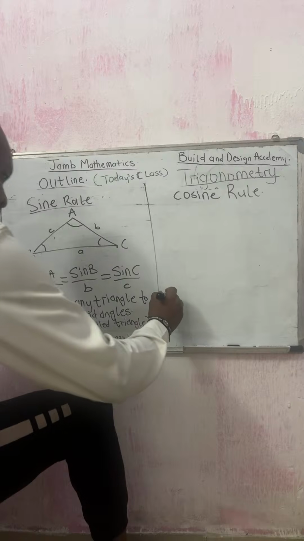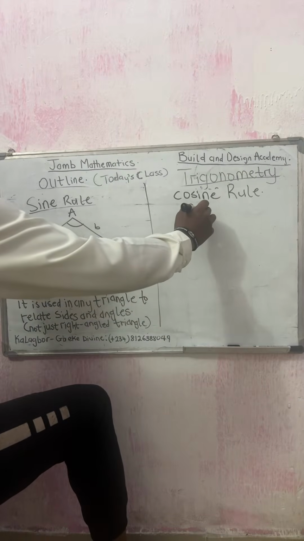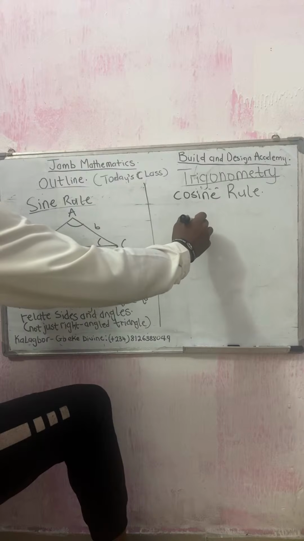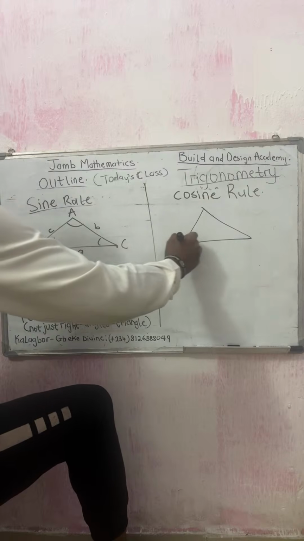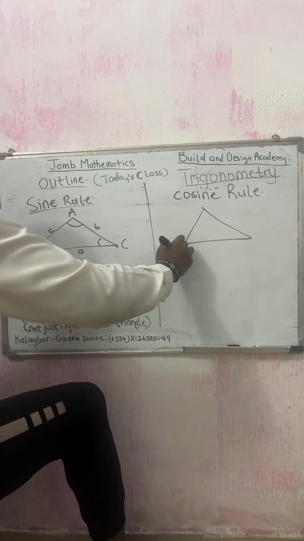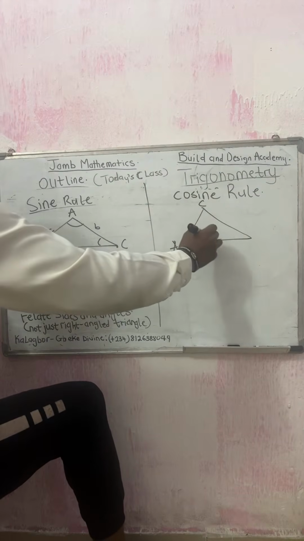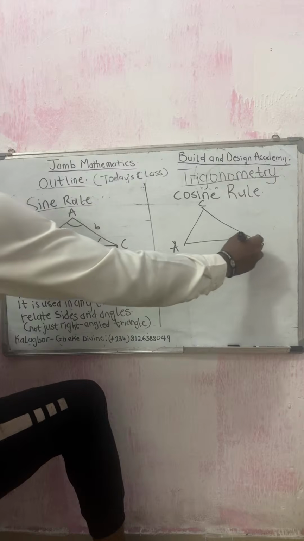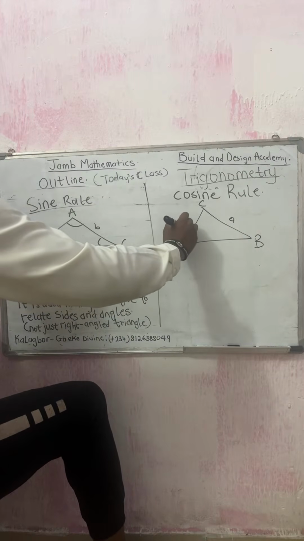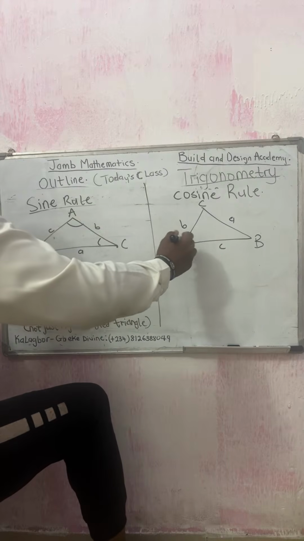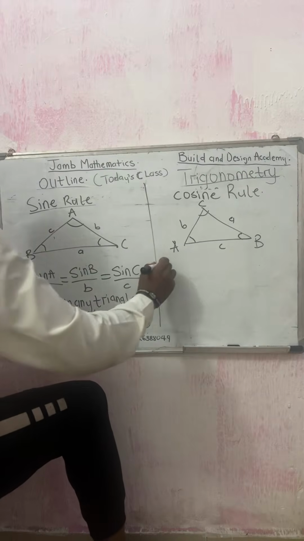Now, for the cosine rule, let me draw a shape. See, almost the same shape. Here is A, here is C, here is B. Almost the same thing. But the formula will change.